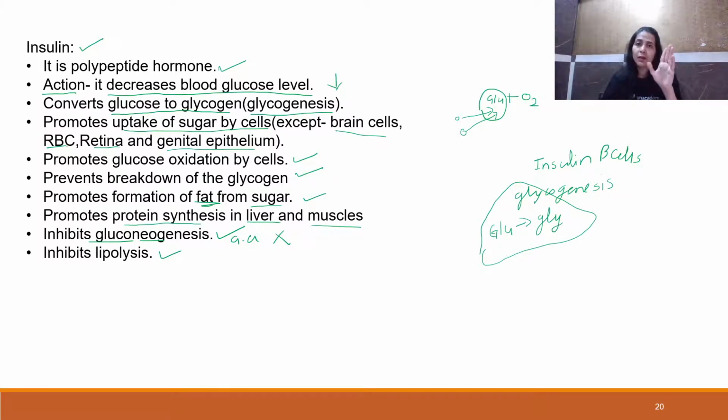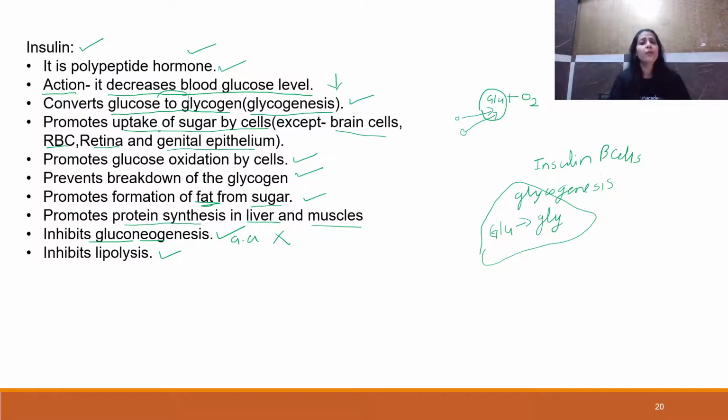Have you followed? We have a number of actions of insulin. You have to listen to me very, very carefully. Insulin is a peptide hormone. Number one, it decreases the blood glucose level, right? So it does everything opposite to what glucagon was doing. First of all, it converts glucose to glycogen. The process is called glycogenesis. Formation of glycogen is glycogenesis. This takes place in the liver.